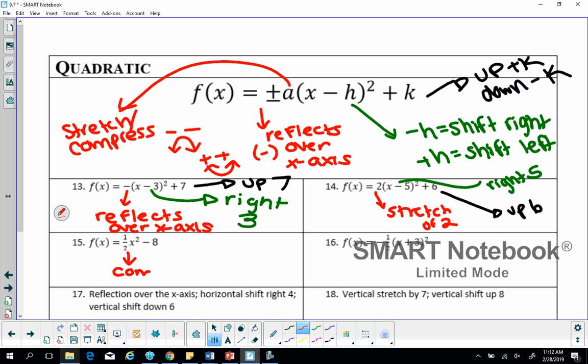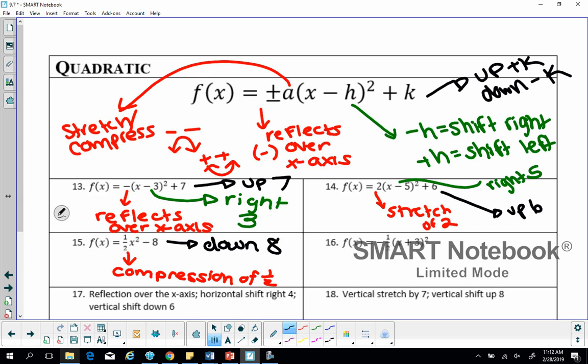Good. Since it's a fraction, it compresses. Compression of a half. And then what? Right, down 8. See how it's a big 8? See how there's nothing in parentheses? So it's not shifting left or right. That's why it's just x squared. So it's just down 8. Beautiful. Anyone want to try the next one?